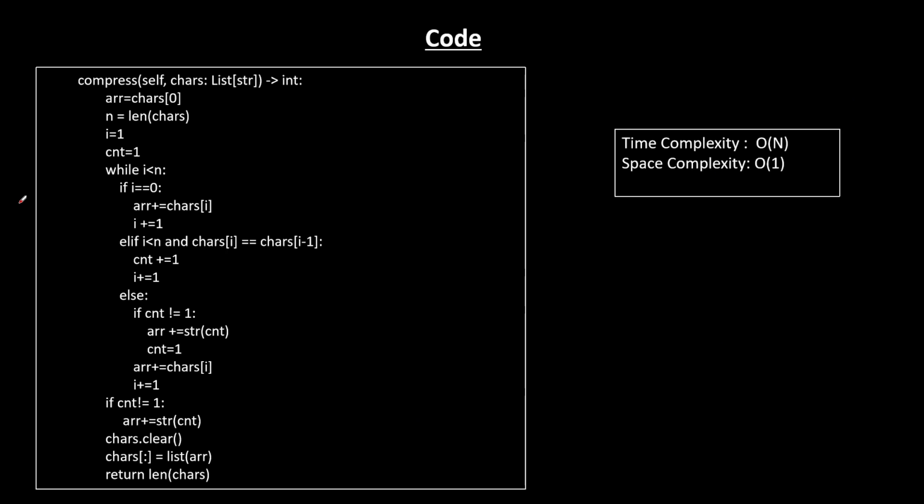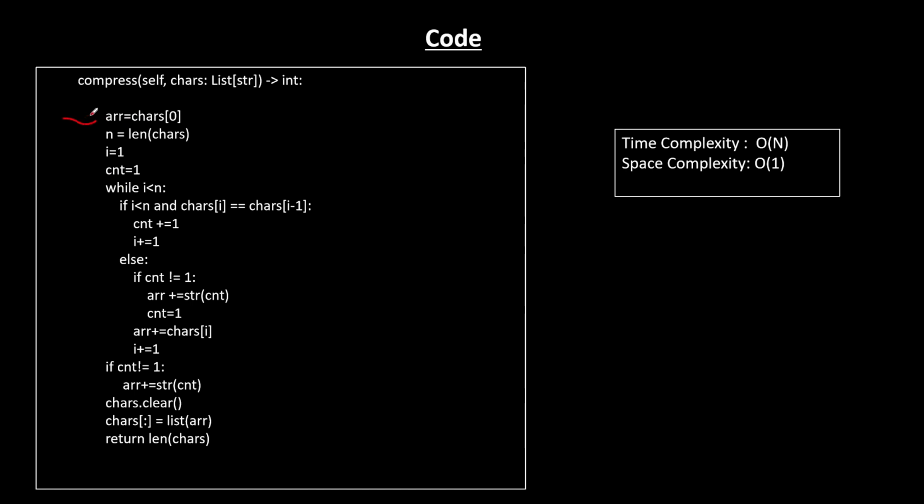The code is an exact copy of the approach discussed. Let's understand it line by line. We have an array string as we discussed. We will store the first character from the chars array in it. Then we will have an n variable storing the length of chars. We'll start i with 1 and count with 1. This is the important section: while i is less than n, we first check if i is within the index or not. If it is, and the character at i is equal to the previous index value, then we'll increase the count and increment i.